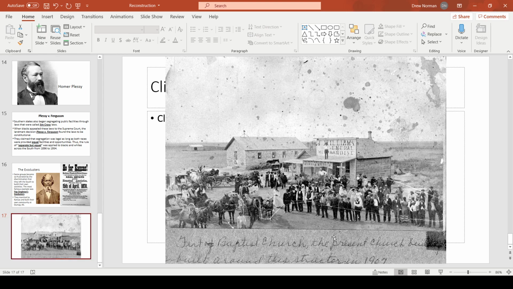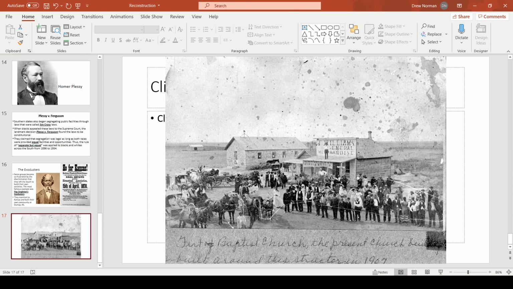So this is the first half of our Reconstruction lesson. We'll have a little bit more to do, but this just gives you the general idea of how the North and South handled it. The South tried to continue to restrict blacks through black codes and through Jim Crow laws. For a while, African Americans were able to practice their rights. They get the 13th, 14th, and 15th Amendments, and the military was sent to protect them. They're even able to elect congressmen.